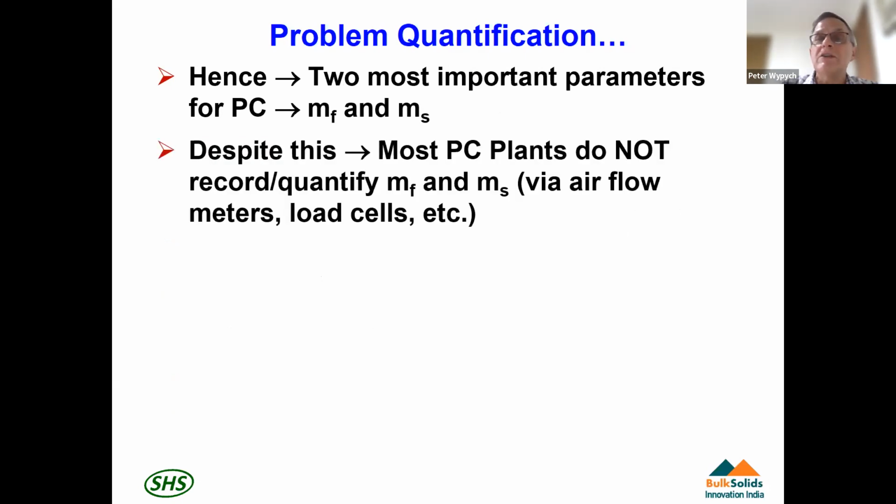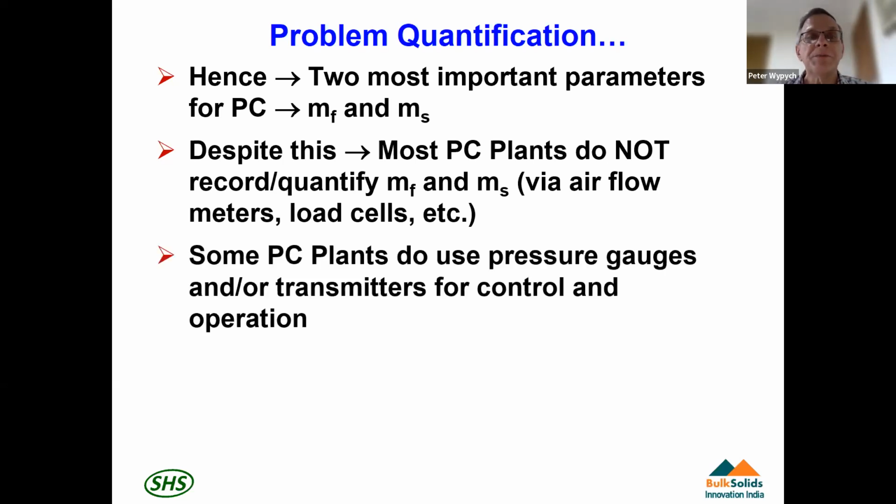Despite this, most pneumatic conveying plants do not record or quantify the air mass flow rate or the actual conveying rate through the system. So they don't use airflow meters, for example. They don't have load cells. Mostly they don't have load cells on the silos and blow tanks, etc. So this information is very hard to come by, and they tend to be the most important parameters. So it's a very unfortunate situation.